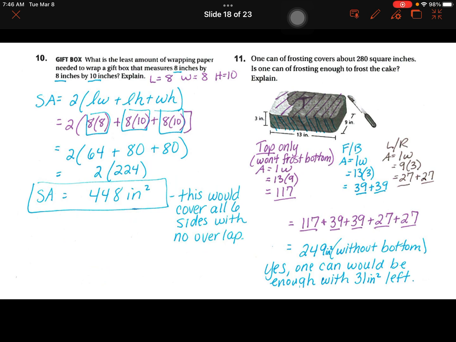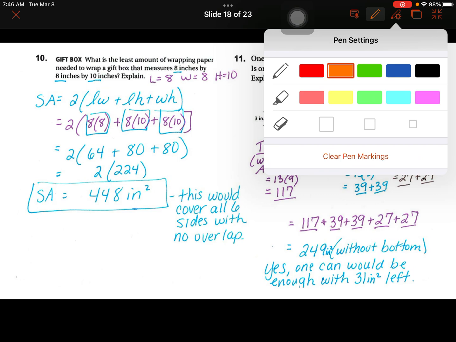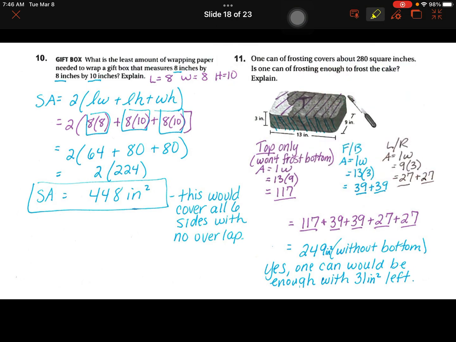It did not tell you specifically that you were finding surface area, okay? But you need to think about, I'm wrapping a gift, and so that's covering the shape, and that would indicate surface area. It's going to be a little harder when we get to the test when we have volume. You have to decipher, am I filling the box or am I covering the box? And so in this case, it is surface area, so I'm going to write the formula. And then, as you can see, we labeled what we called length, width, and height, and then plugged them in, and you get 448 inches squared, and that would cover all 6 with no overlap, okay?